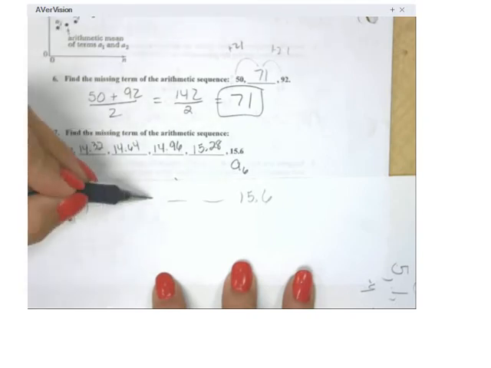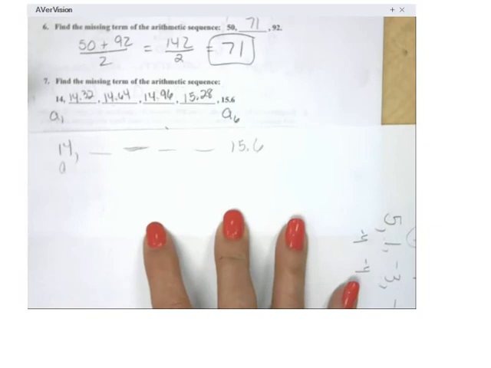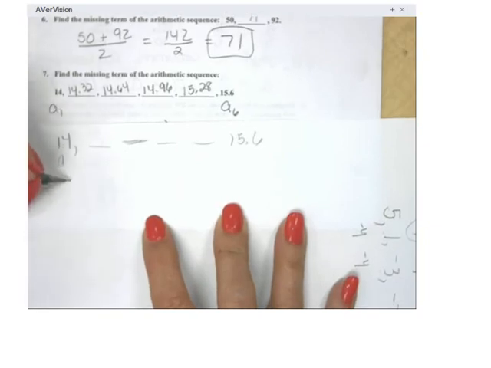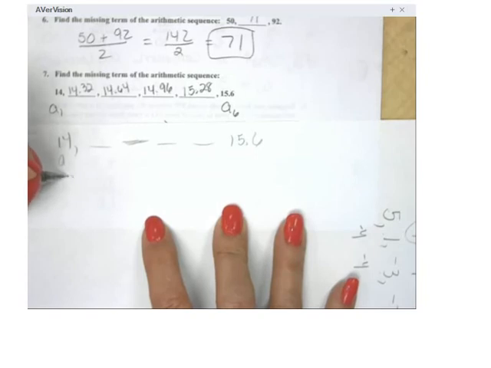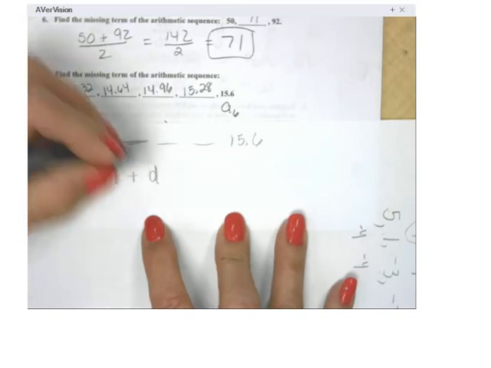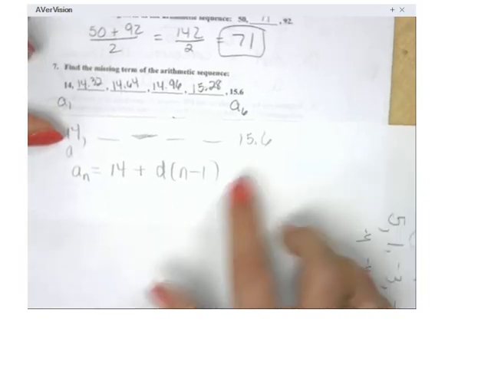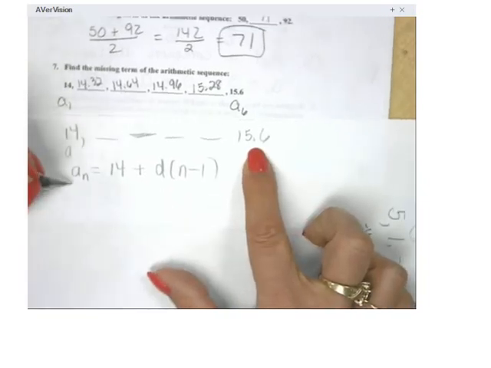Well, I have a little situation here that I can't just figure out what these numbers are in between without analyzing it based on my explicit rule for finding an arithmetic sequence. I know that you find an nth term by taking 14 and adding on some common difference, n minus 1. Now, I know what the sixth term is.